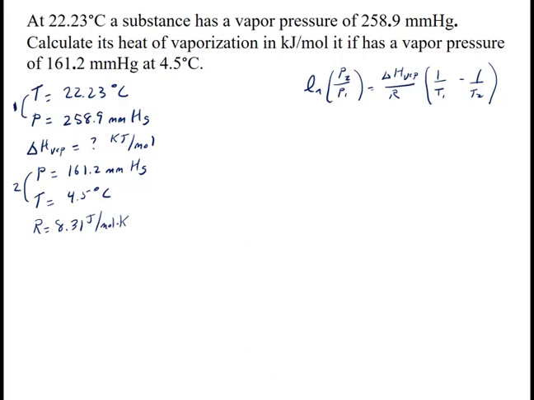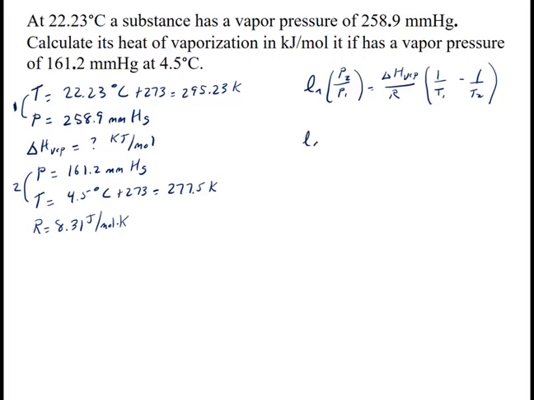Okay, temperature has to be, though, in Kelvin, so I add 273 to this, and I get 295.23. Okay, plus the 273. Technically, it's 273.15. I don't usually worry about the 0.15. And this would be 277.5. Okay. For me, it's about the process, not necessarily the absolute correct answer.